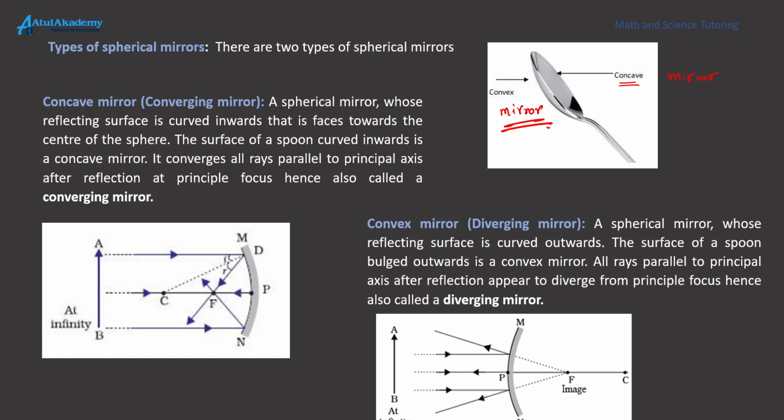Now, let's talk about what exactly a concave mirror is. A concave mirror is also called a converging mirror. It's a spherical mirror whose reflecting surface is curved inwards. It is curved inwards like this. So this part is non-reflecting. The reflecting part is this one. So this is curved inwards.